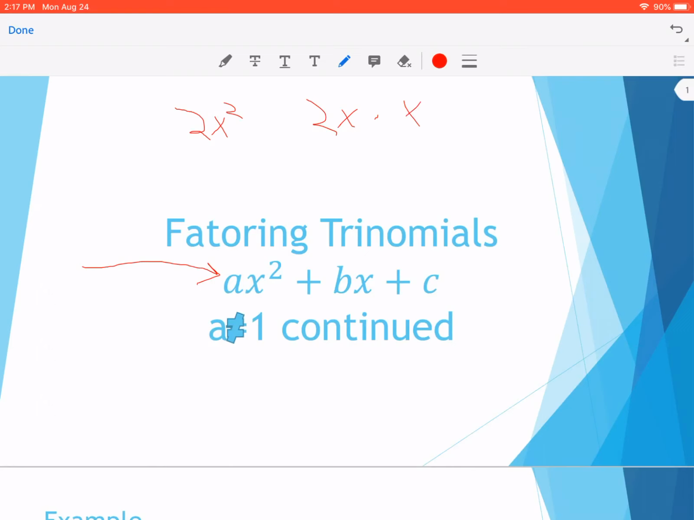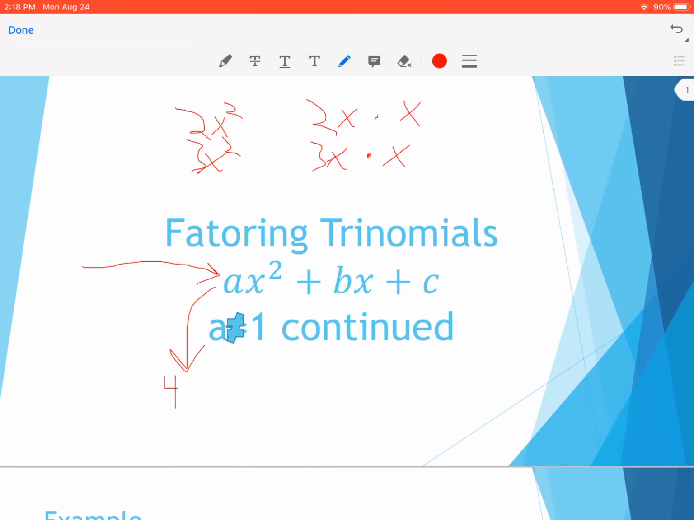Maybe it's a 3. 3x squared is 3x and x. If it was a 5, it'd be 5x times x, and that would give you the 5x squared. The only difference is today, that number might be a 4. So we now have to look at the factors of 4. So maybe it was 2 and 2, or maybe it was 4 and 1. So any one of those could have been a possible way to get that.